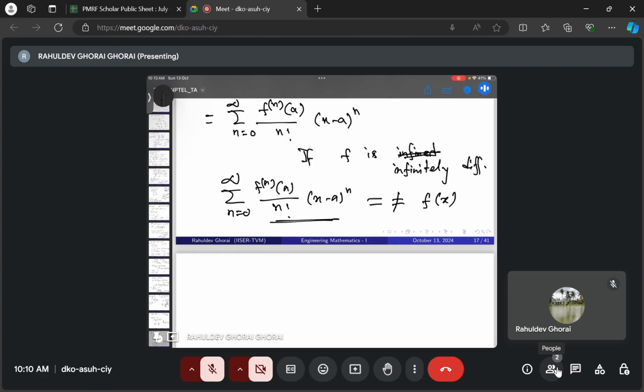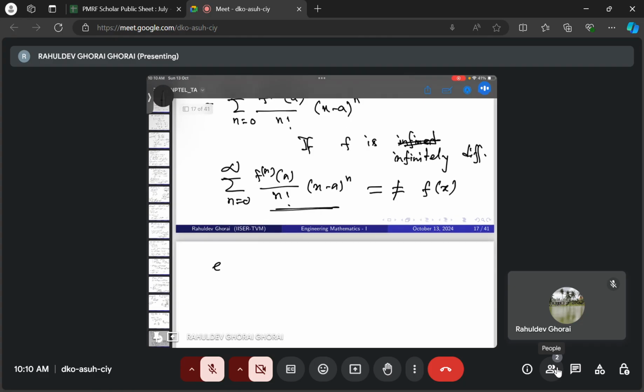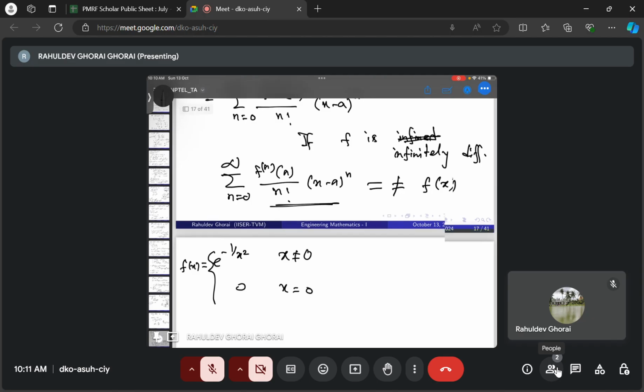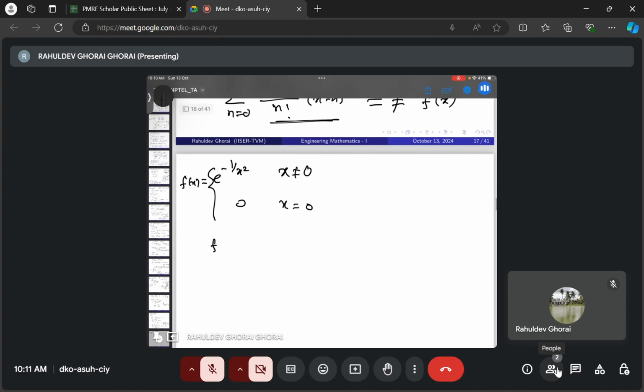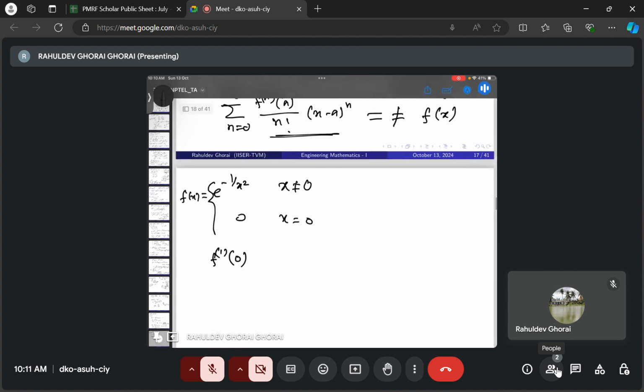So let's take a function like e to the power minus 1 by x square, if I remember correctly. f of x equals e to the power minus 1 over x square when x is not equal to 0, and of course it is not defined at x equal to 0, so let's put it 0 there. You can show that this function is infinitely differentiable. How? Let's look at the first derivative f1 at 0. We want to expand around a equal to 0.